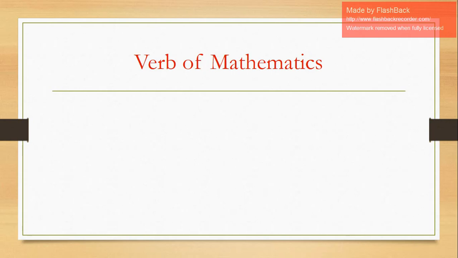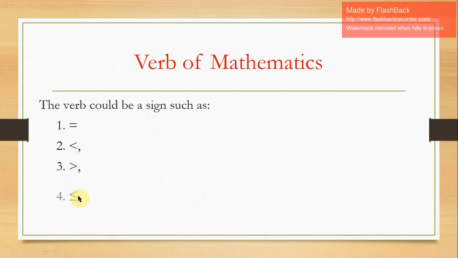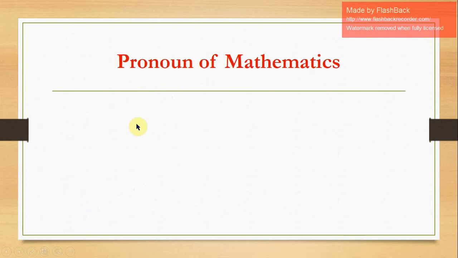Next, verb of mathematics. What are the examples of a mathematical verb? The verb could be a sign such as the equal sign. Equal sign is a verb in mathematics. Less than is a verb in mathematics. Greater than is a verb in mathematics. Less than or equal to is also a verb in mathematics. Greater than or equal to is also a verb in mathematics. Those are examples of verbs of mathematics.